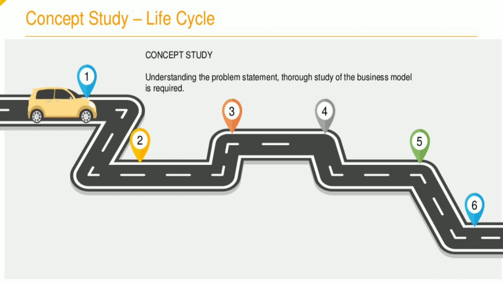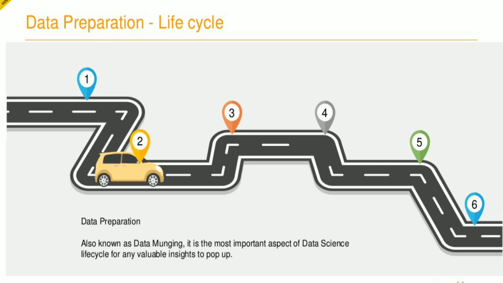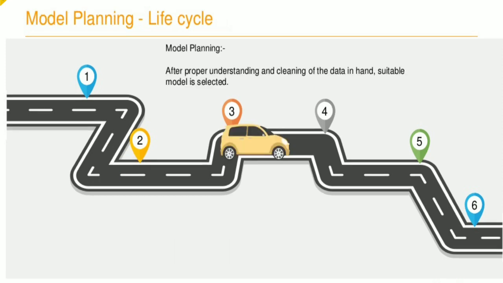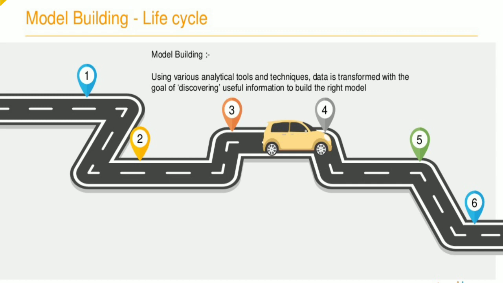Next is the life cycle of a data scientist. First is the concept study, where understanding the problem statement and thorough study of the business model is required. Second is data preparation, also known as data munging. It is the most important aspect of the data science life cycle for any valuable insights to pop up. Third is model planning. After proper understanding and cleaning of the data in hand, a suitable model is selected. Fourth is model building. Using various analytical tools and techniques, data is transformed with the goal of discovering useful information to build the right model.